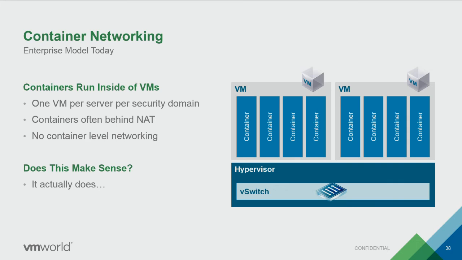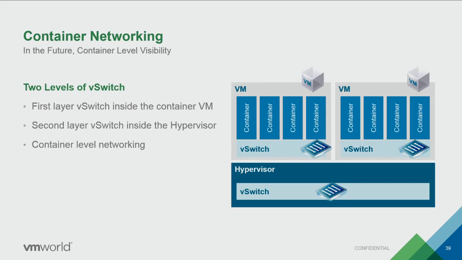Now today, NSX can't go to the individual containers. Its termination endpoint is at the VM. So what you can do is put all the containers inside a VM behind a NAT, and kind of make it work. And this actually isn't a bad model. It is a very workable model, but we want to do something a little bit better.